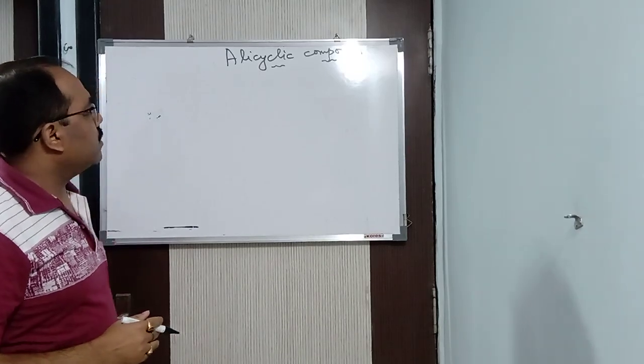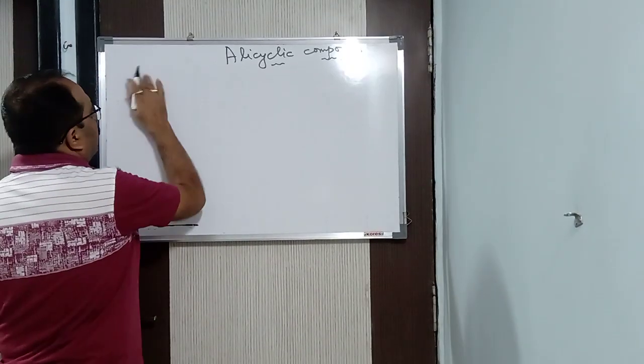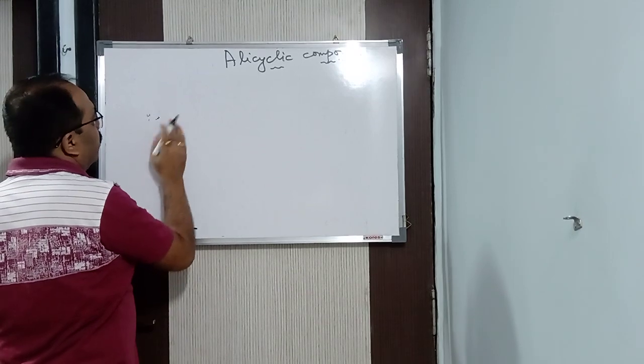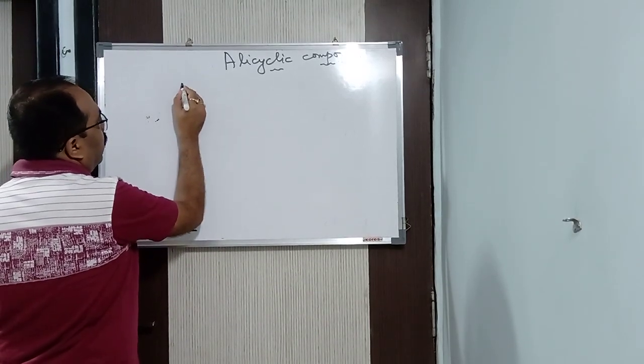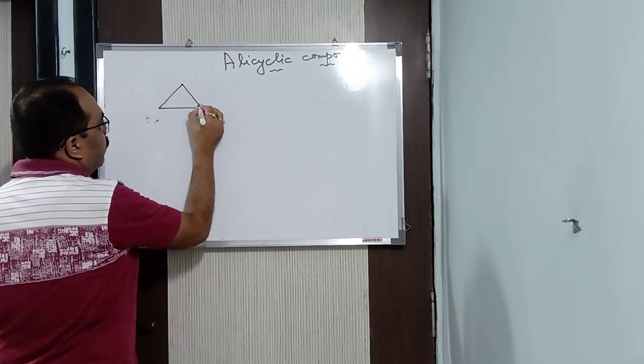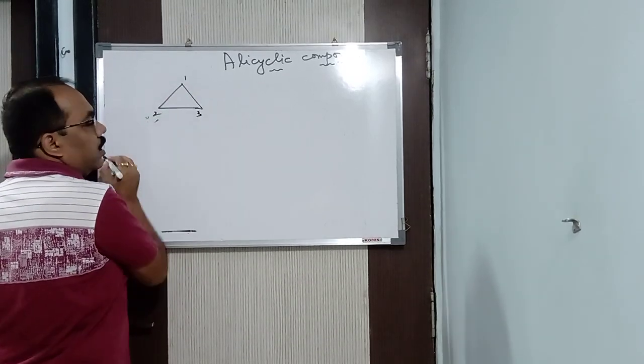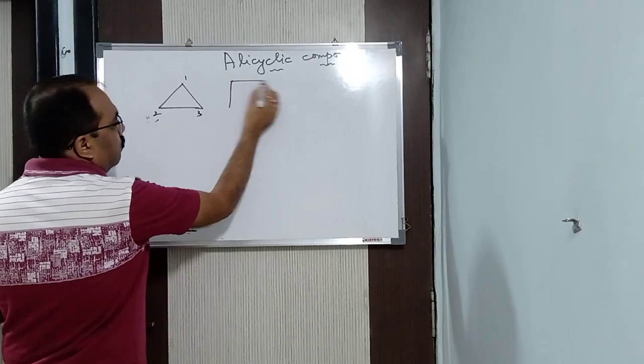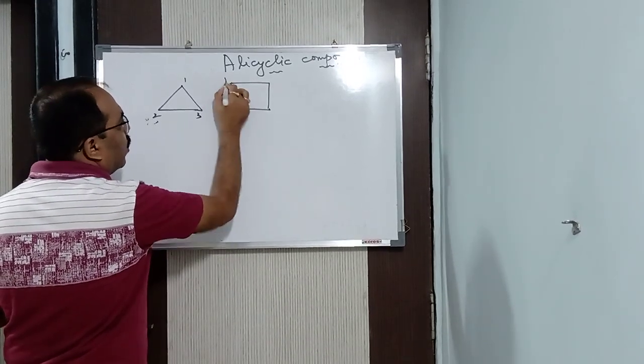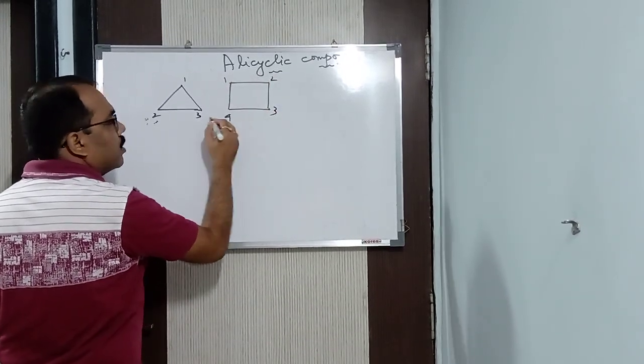Today we will start alicyclic compounds. Before that, I have told you what alicyclic is. These are closed chain compounds. The minimum number of carbon atoms required is 3 carbons, 1, 2, 3, and we represent it this way. After that we can also have 4 carbons, 5 carbons, 6 carbons, and it goes on this way.